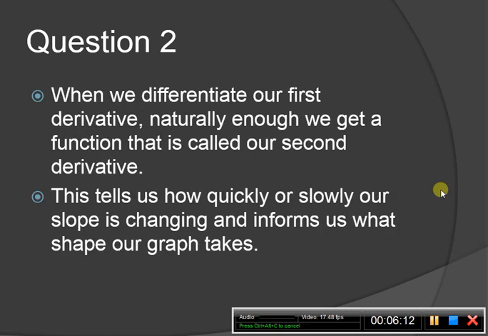When we differentiate our first derivative, naturally enough we get a function that is called our second derivative. This tells us how quickly or slowly our slope is changing and informs us what shape our graph takes.